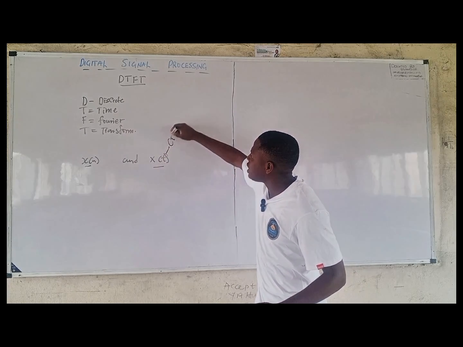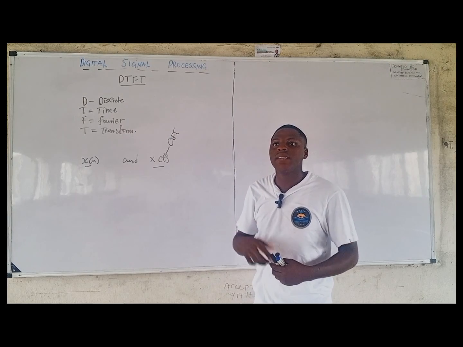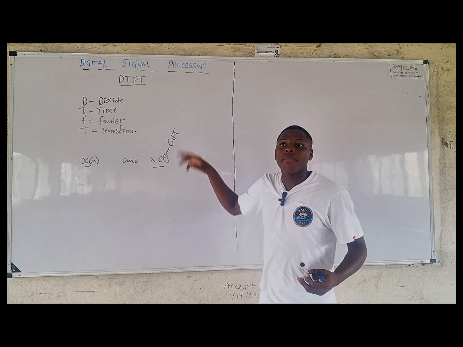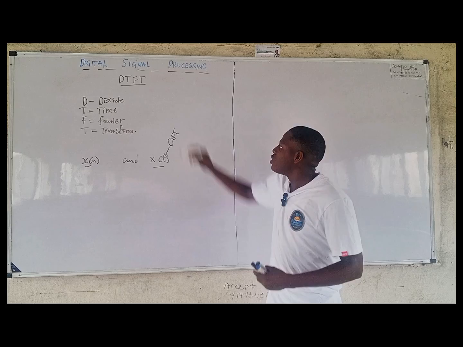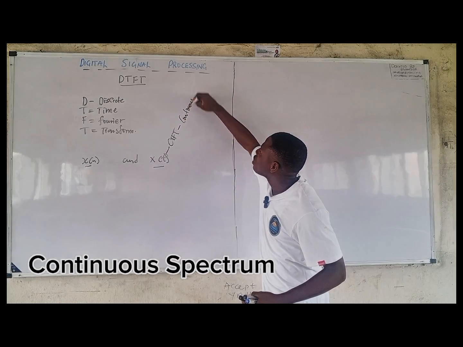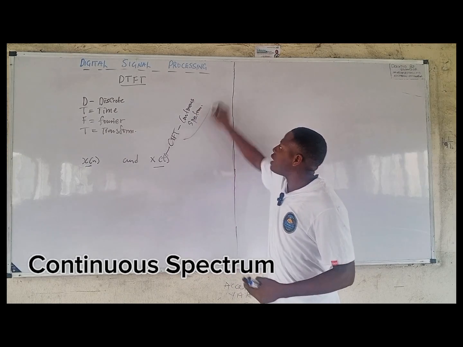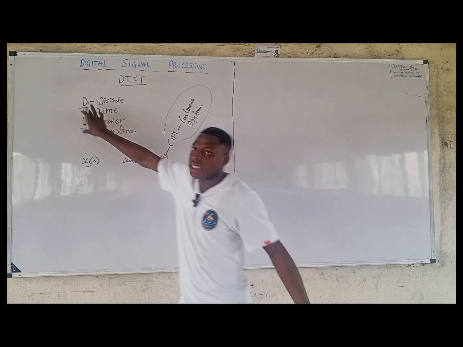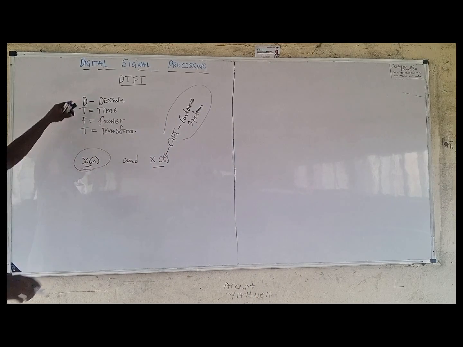But if you want to talk about this continuous signal, what you will be talking about here is CTFT. What's CTFT? CTFT simply stands for continuous time Fourier transform. And when you apply CTFT to a continuous time signal, you simply arrive at a continuous spectrum. But this is not our interest. Our interest is not CTFT. Our interest is DTFT. So you have this discrete time signal, and you apply DTFT.